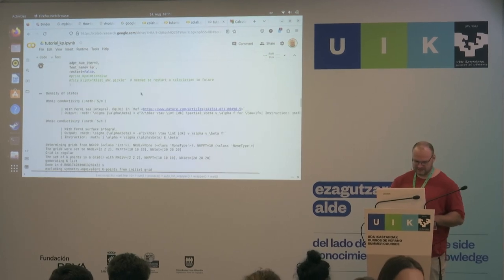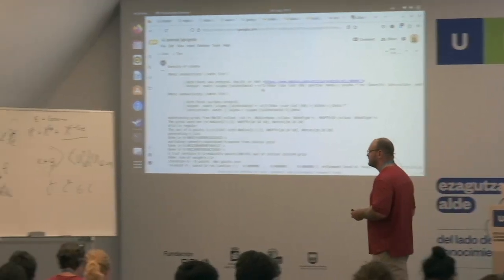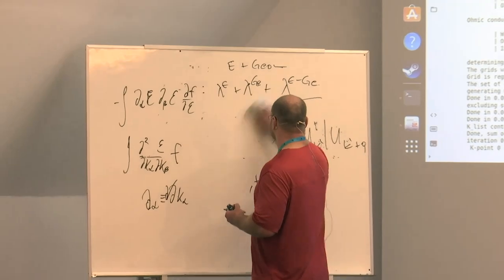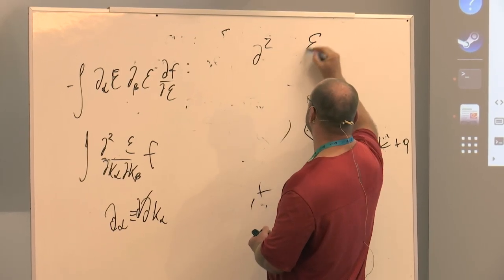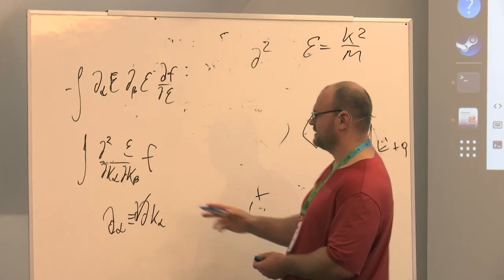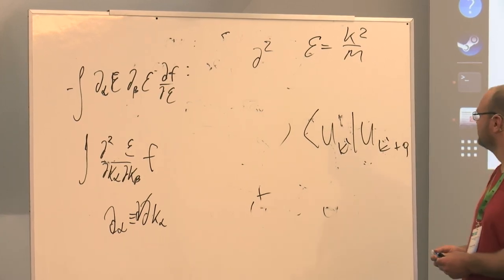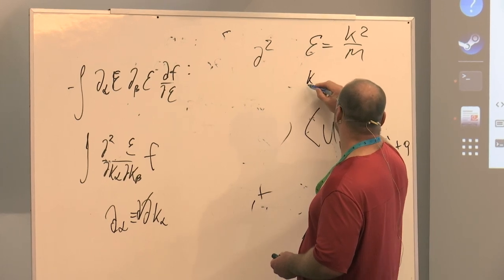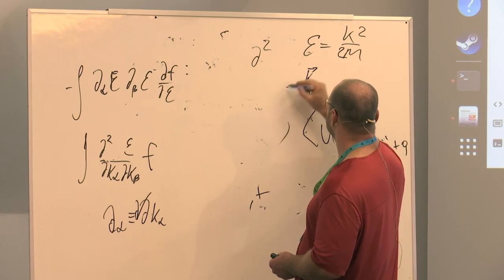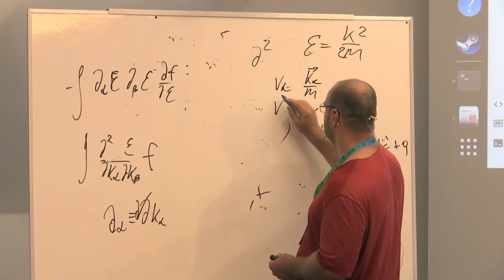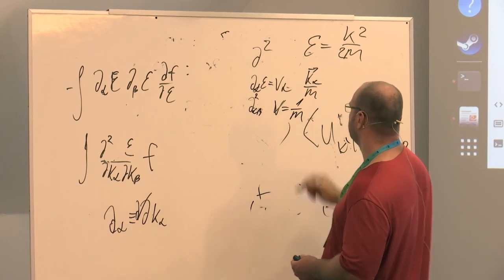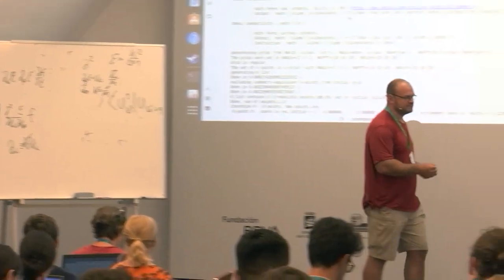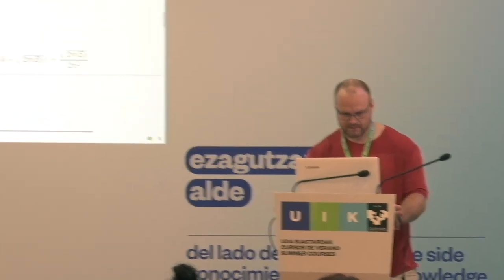We run with all these calculators, and actually, when we have our energy, we know it. So epsilon is just k squared over m. We actually can calculate everything, and we know what it is. The first derivative is just k over m, and the second is just 1 over m. So it's easy. We calculated it in a few seconds here, right? 27 seconds.